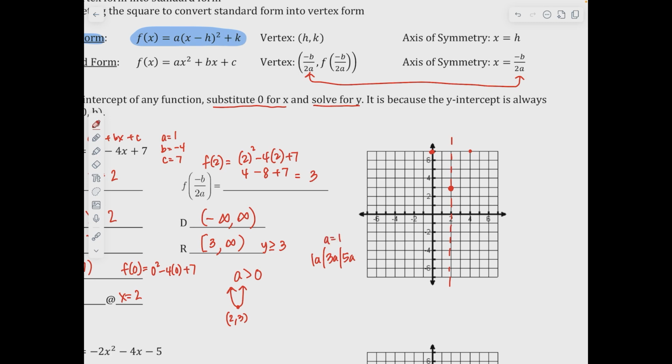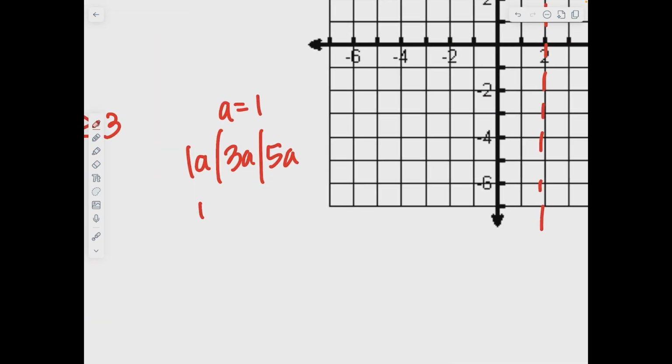So in this case, a is 1. So 1 times 1 is 1. 1 times 3 is 3. 1 times 5 is 5. So I'm going to be going up.